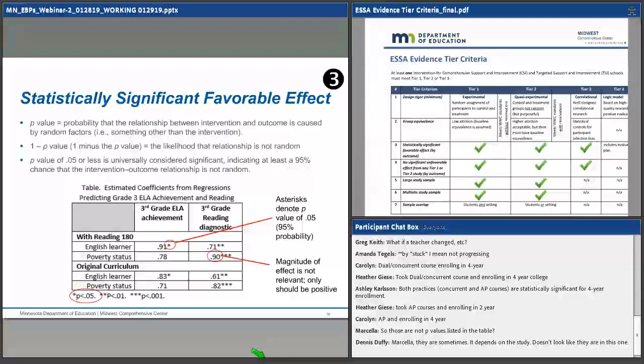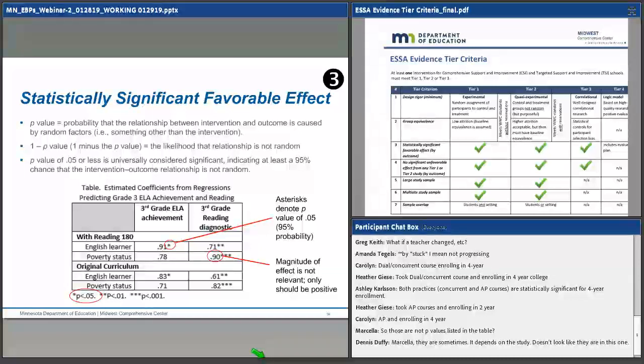0.1 is not going to be a p-value that has statistical significance. And the other clarifying piece I'll say about this is that 1 minus the p-value is the likelihood the relationship is not random, right? So in other words, if your p-value is 0.05, you subtract it from 1, and you get a 95% likelihood that the relationship is not random. That's your threshold for significance.